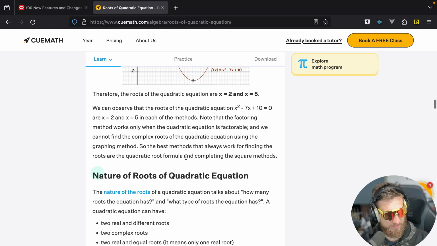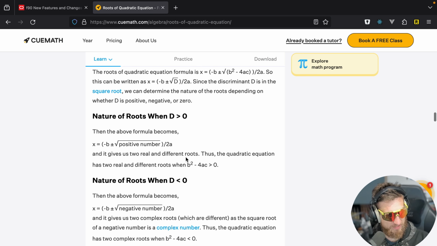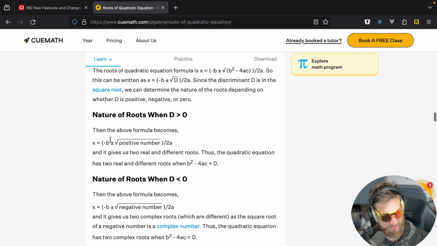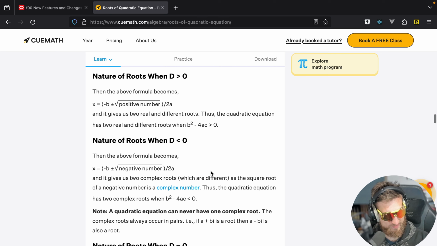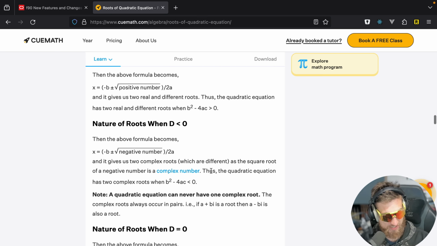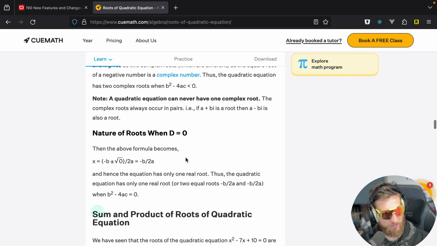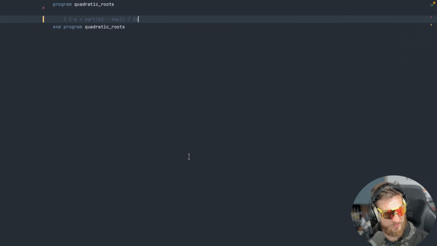Pretty easy to calculate. Essentially, we're going to calculate the discriminant. When the discriminant is greater than 0, it has two real roots. When it's less than 0, it has no real roots, they're imaginary. And when it's equal to 0, it means it's touching, and we have a single root. So that's what we're going to do.